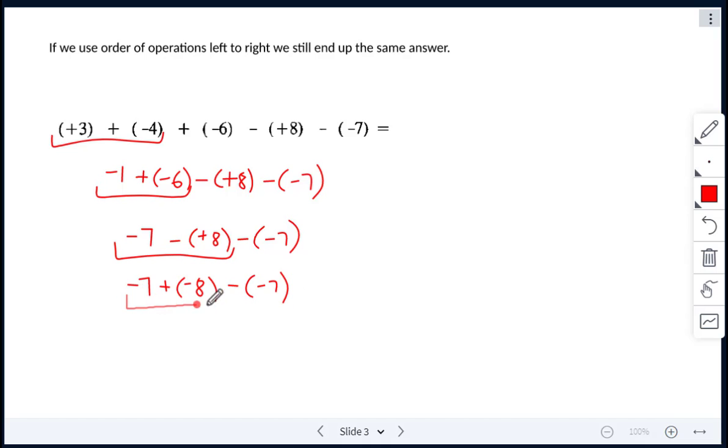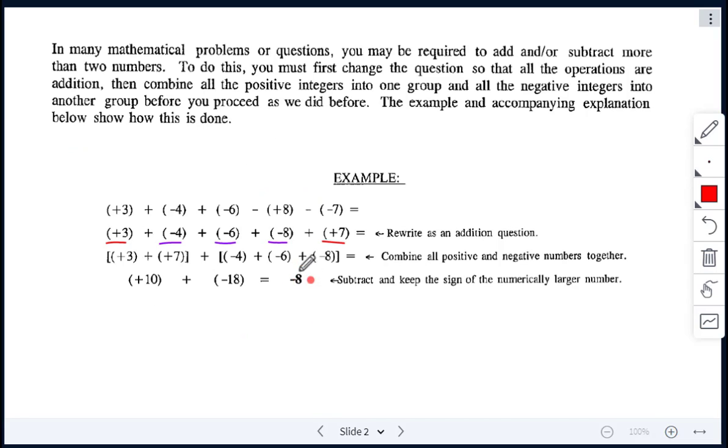Now when we calculate this, negative 7 plus negative 8 gives me negative 15, minus negative 7 would become plus positive 7. And then lastly, we'd have negative 15 plus the positive 7, and the answer is negative 8. So I just wanted to show you that we still end up with a negative 8, which we got here as well for the answer.